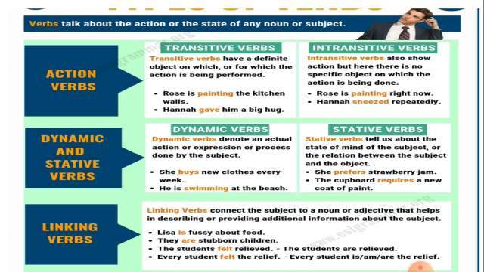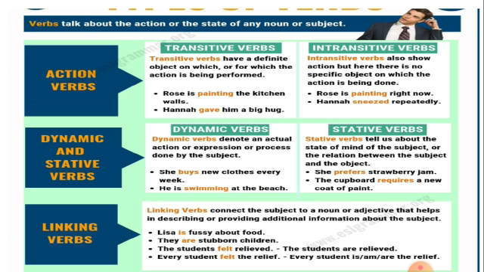Next, different kinds of verbs. There are three types of verbs we are having: action verbs, dynamic and static verbs, and linking verbs. What are action verbs? Transitive and intransitive verbs are called action verbs. Let us see that. Transitive verb. A transitive verb has a definite object on which or for which the action is being performed. Okay, a transitive verb has a direct object. So, Rose is painting the kitchen walls. Next, Hannah gave him a big hug.